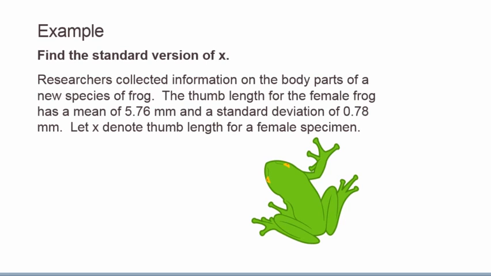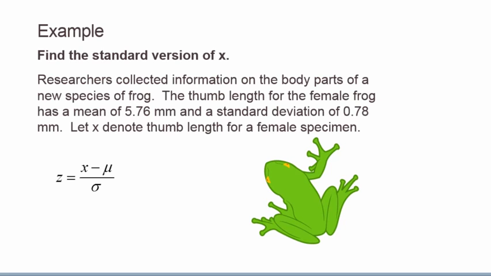Example, find the standardized version of x. Researchers collected information on the body parts of a new species of frog. The thumb length for a female frog has a mean of 5.76 millimeters and a standard deviation of 0.78 millimeters. Let x denote the thumb length for a female specimen. To find the standardized version of x, we want to find the z-score.